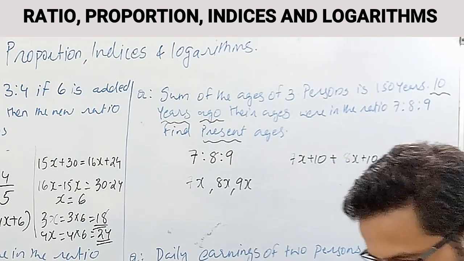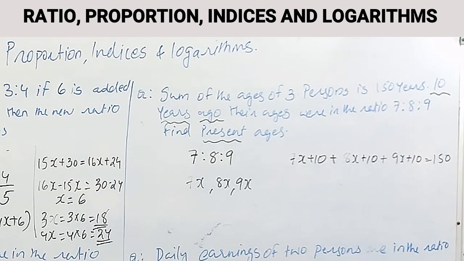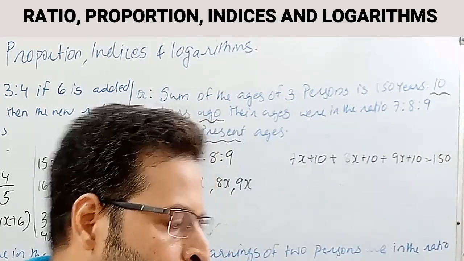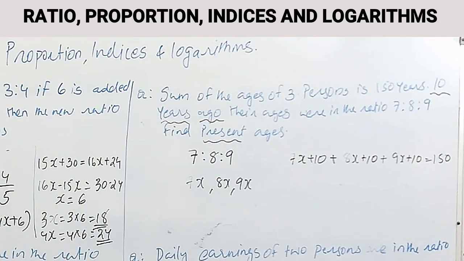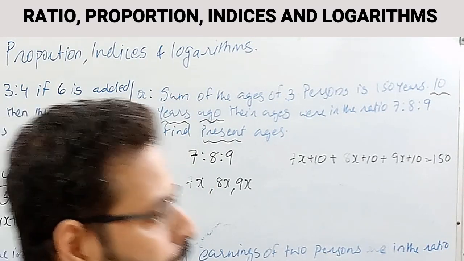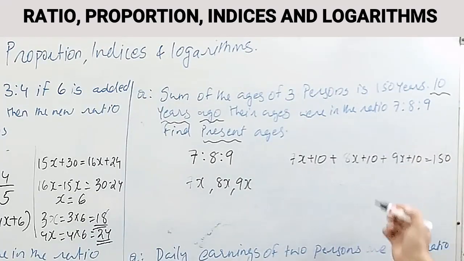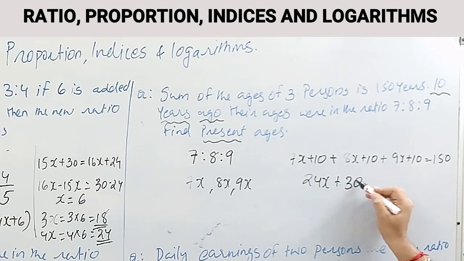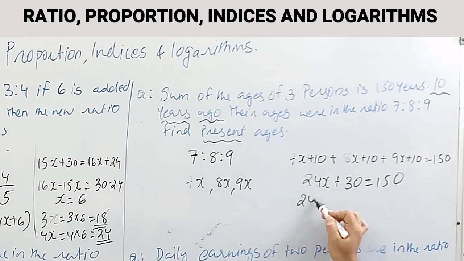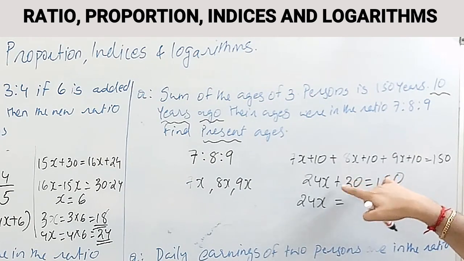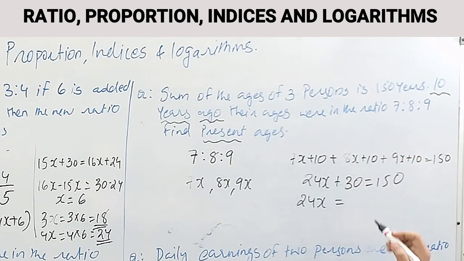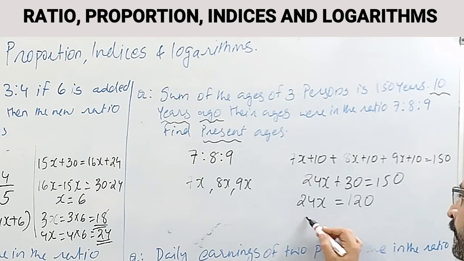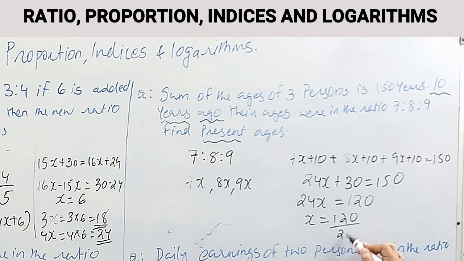Then 7x plus 8x plus 9x plus 10 plus 10 plus 10 is equal to 150. 7x plus 8x, 15x plus 9x, 24x plus 10 plus 10 plus 10, 30 is equal to 150. That means 24x is equal to 150 minus 30, that is 120. Then x is equal to 120 divided by 24 equal to 5.